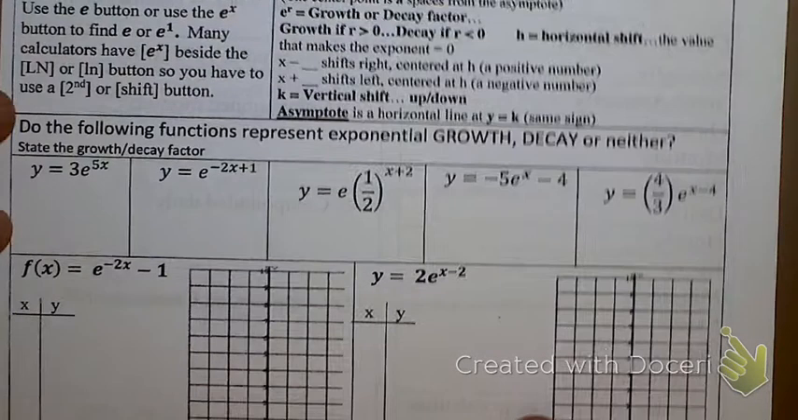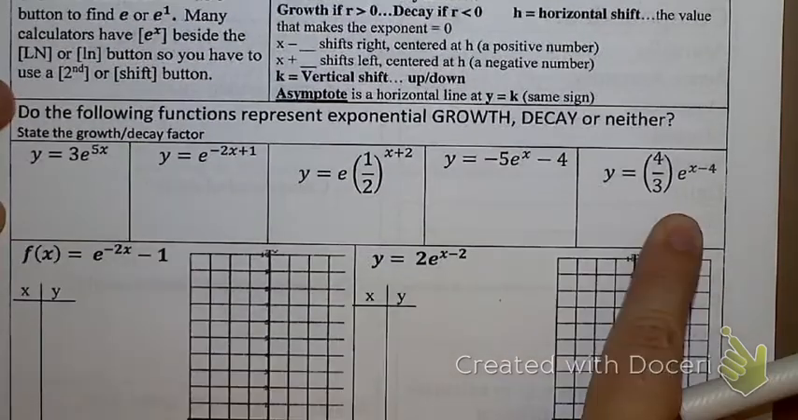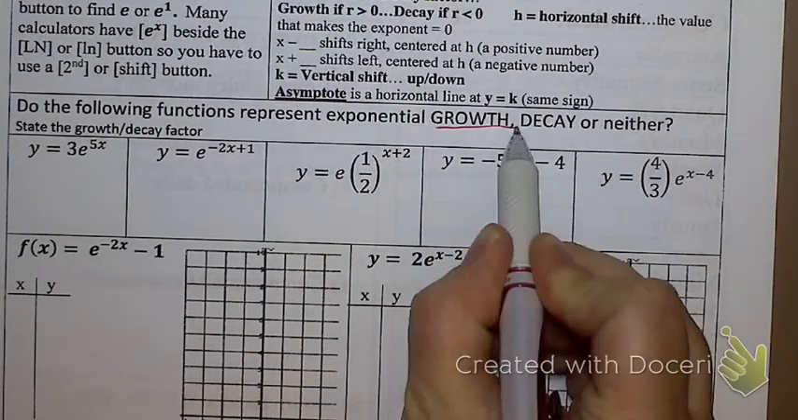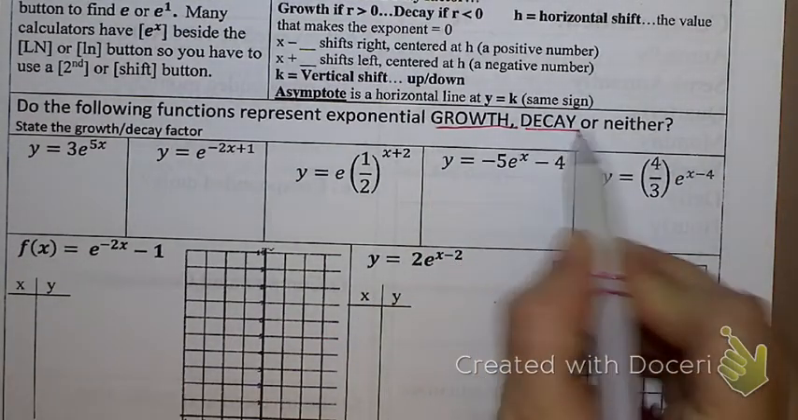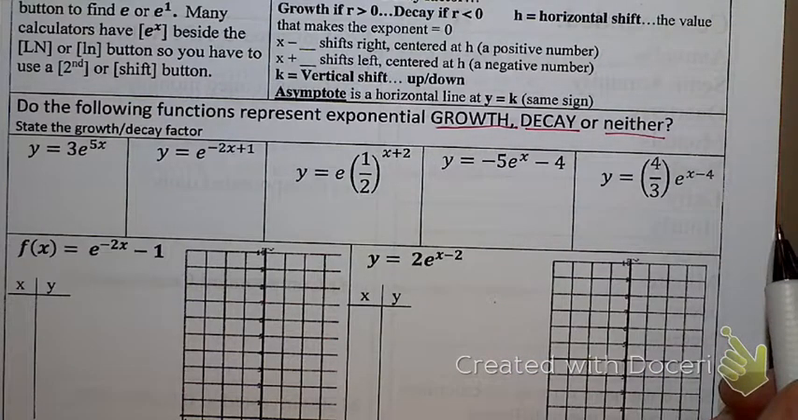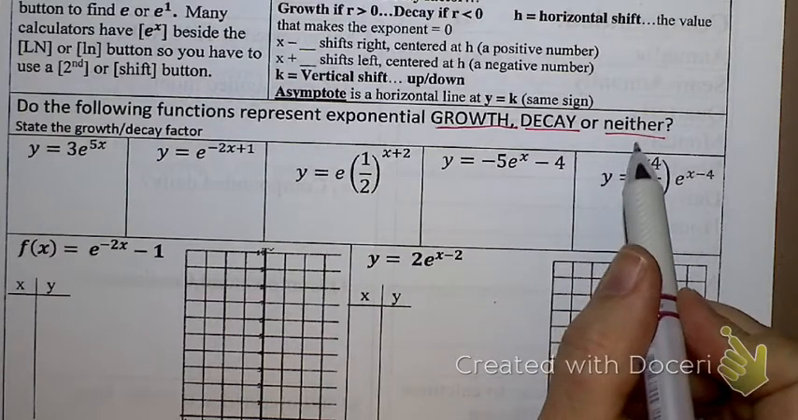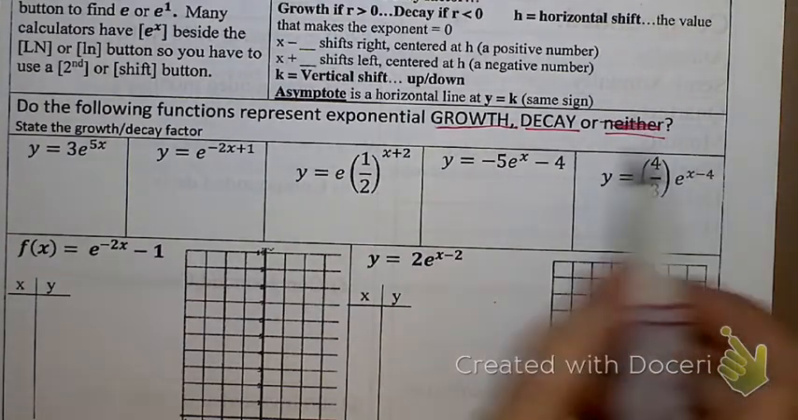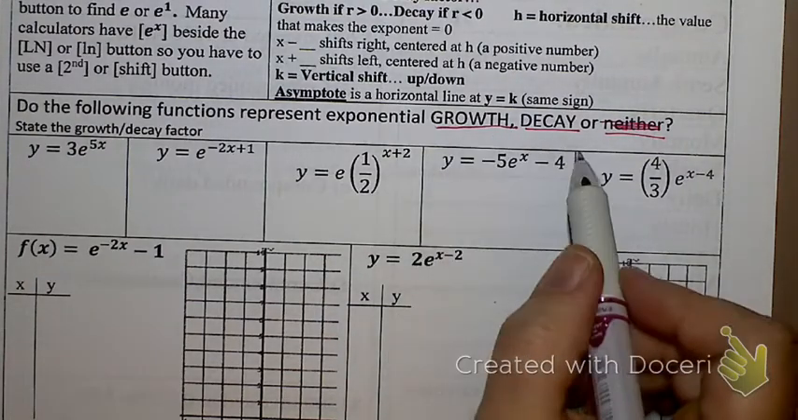Before we get down to the graphs, I want to look at these right here. Now, we need to determine whether each represents exponential growth, decay, or neither. Now, some of the IM3 teachers are emphasizing the neither. I'm not emphasizing the neither so much. I'd rather just have growth and decay at this point.